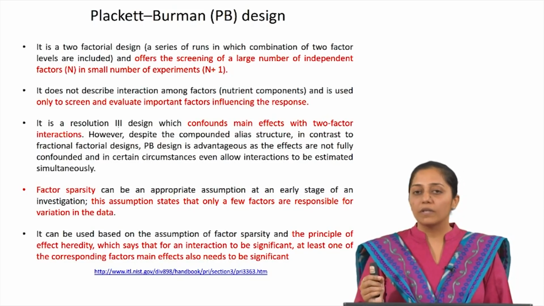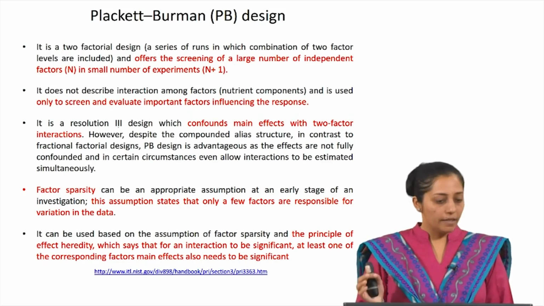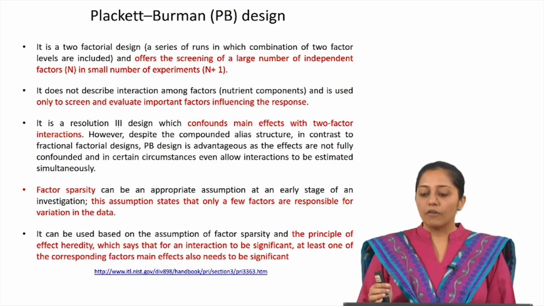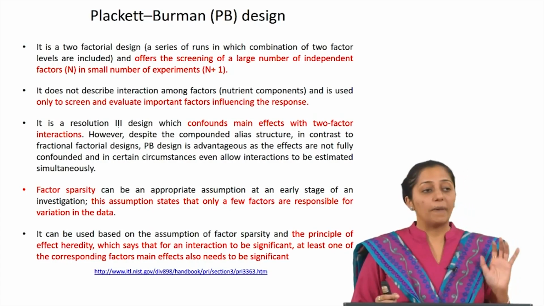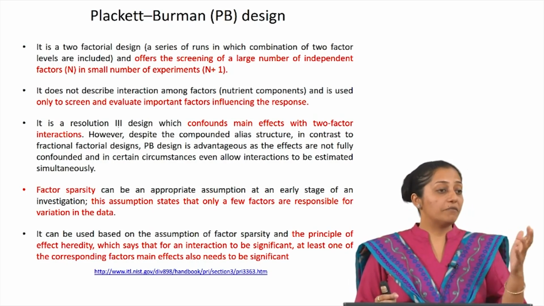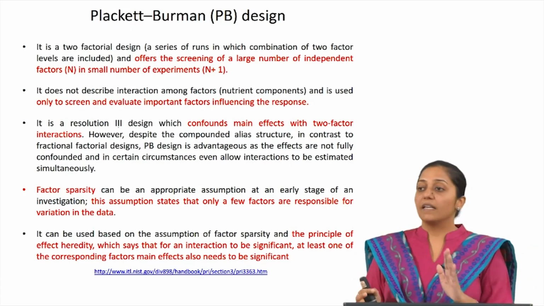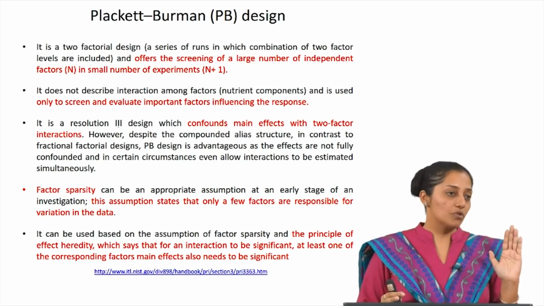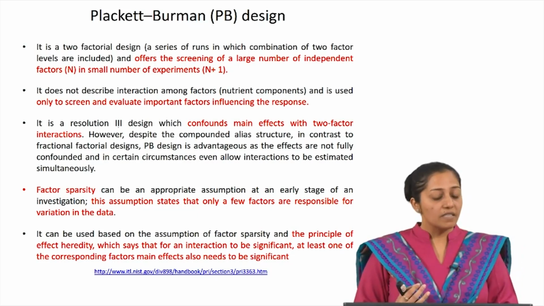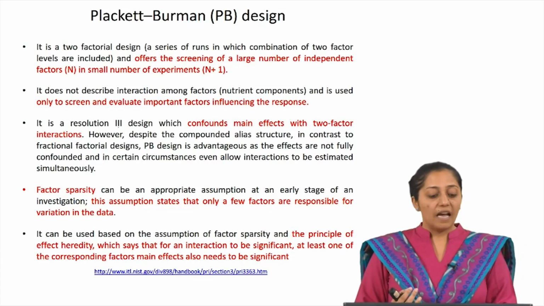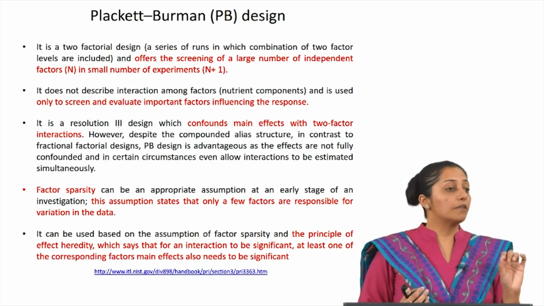Now, as I said, it is a two-level factorial design. What do you mean by a two-level factorial design? A series of runs in which combinations of two factor levels are included, and it offers the screening of a large number of factors. So, the advantage of Plackett-Burman is that if you have a large set of parameters, suppose 10, 12, 15, 16, then if you have n parameters, you can carry out the design and the analysis with n plus 1 experiments only. It does not describe the interaction among factors and is used only to screen and evaluate important factors influencing the response.